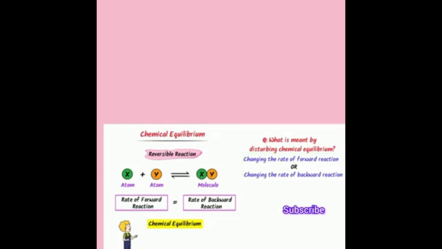Now the second question is, how can we disturb the chemical equilibrium? Basically, there are 3 methods through which we can disturb any chemical equilibrium. Firstly, change the concentration of reactants and products. Secondly, changing the temperature of a system. And thirdly, changing the pressure of a system. Thus remember that we can disturb the chemical equilibrium by 3 different ways.